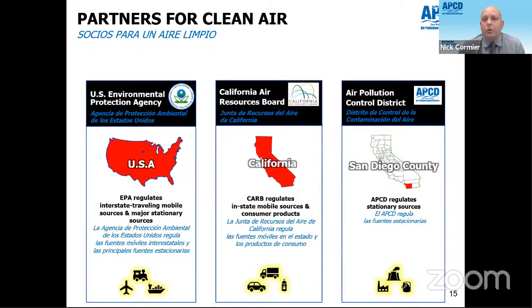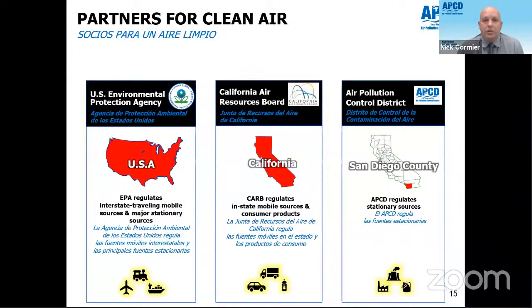The APCD is part of a coordinated three-tiered approach to regulating and cleaning up ozone and other air pollution. The United States Environmental Protection Agency, or EPA, regulates emissions from interstate traveling sources, including airplanes, trains, and ships. Additionally, EPA regulates large stationary sources of air pollution, such as the biggest regional factories. The California Air Resources Board, or CARB, regulates emissions from on-road and off-road vehicles within California. CARB also regulates a broad spectrum of consumer products that we all use every day, such as personal care products and household cleaners and solvents.